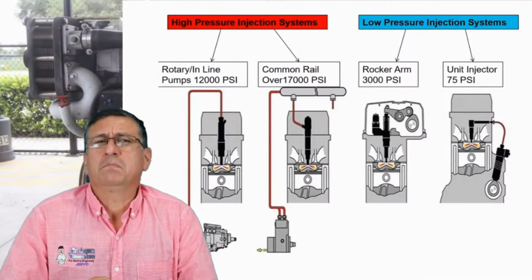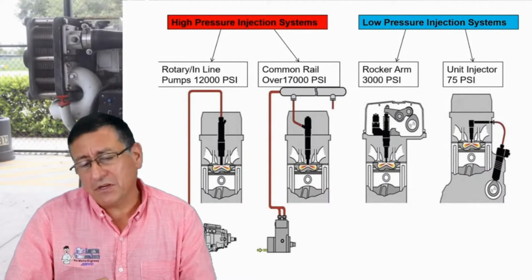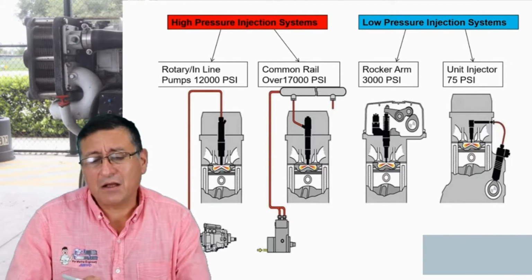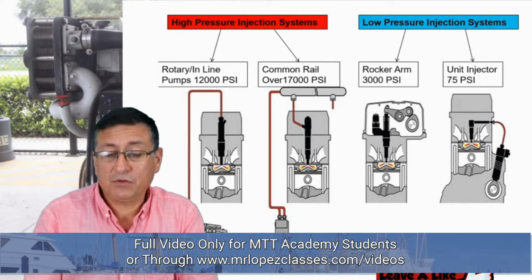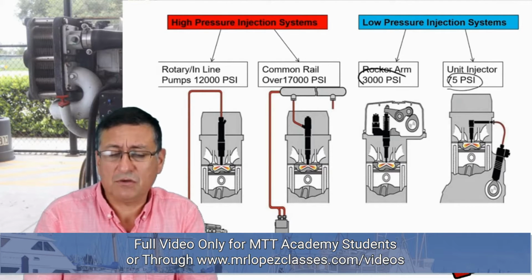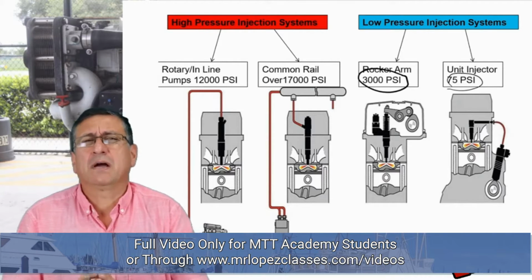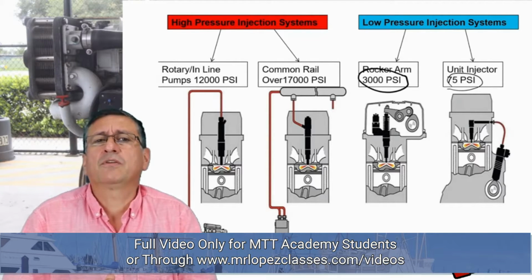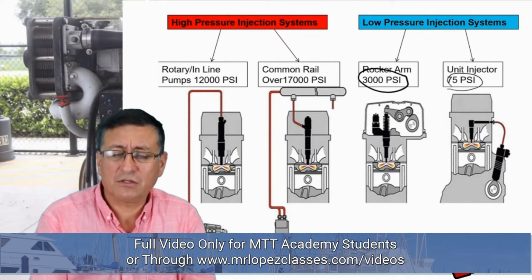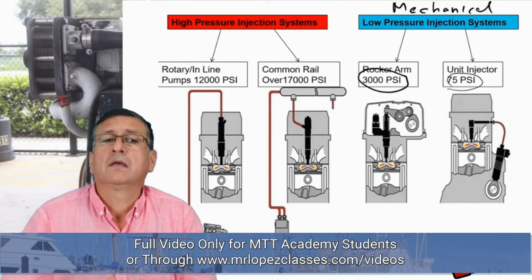What is the meaning of low pressure and high pressure? It is basically around the psi. The low pressure injectors are in between 75 psi and 3000 psi, maximum 3500 psi. This is considered the low pressure side, and the majority of those injectors are mechanical injectors.